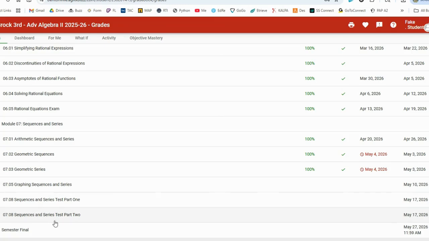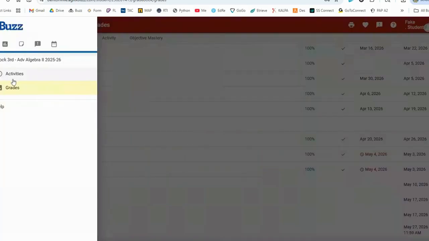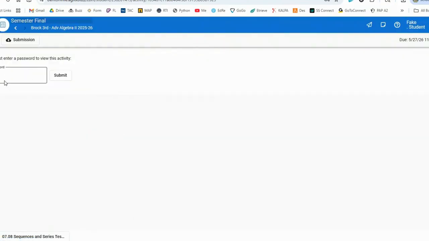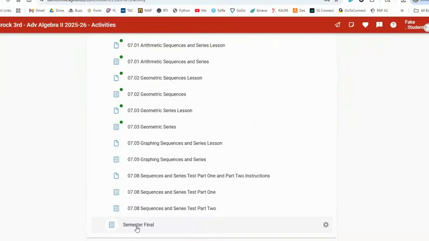And then seniors have the final. The rest of us will test on sequences and series next week. Seniors just have the semester final. So let's look at our graphing lesson 7.05. I have the semester final on here. When you click on it, you have to have a password to take it, so you can't do the final early.